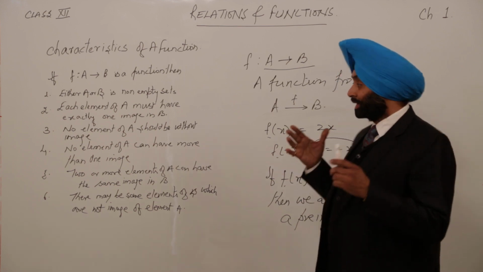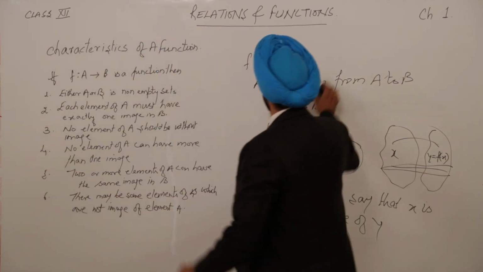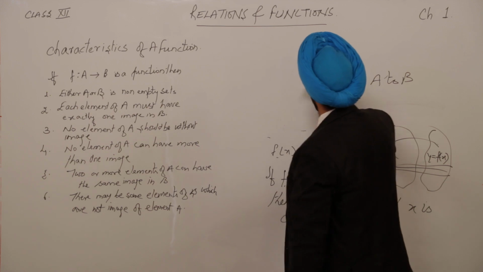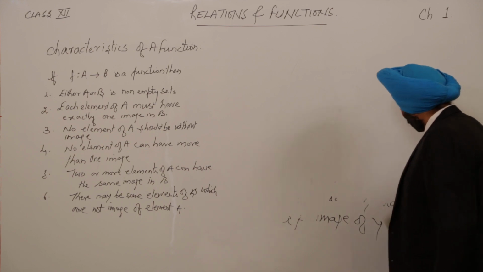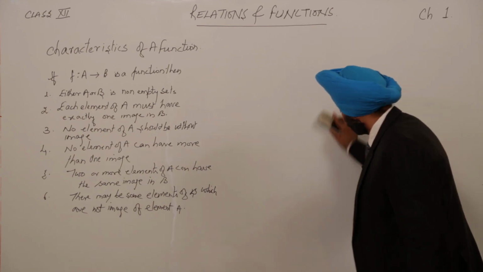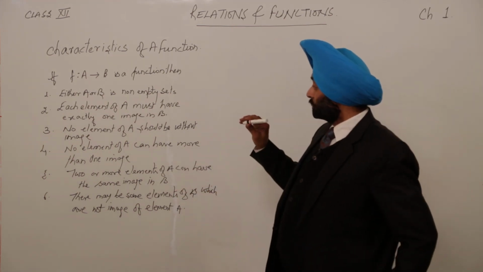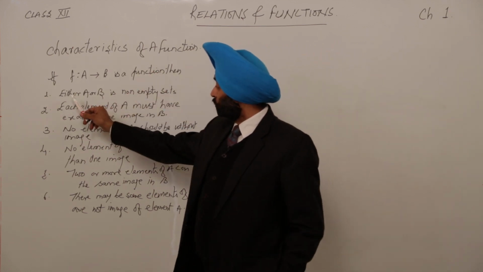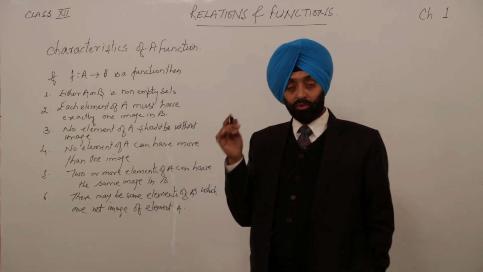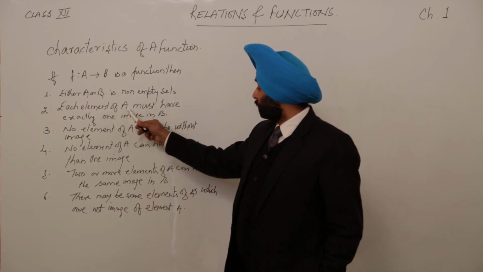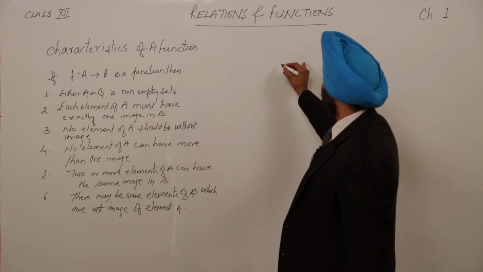Now what are the characteristics which I have written on the blackboard? The characteristics of a function are: if a relation from A to B is a function, because I told you a function is a special type of relation, then number one, A and B should be non-empty sets. Both should be non-empty. Number two, each element of A must have exactly one image in B. Now let's move to some examples.